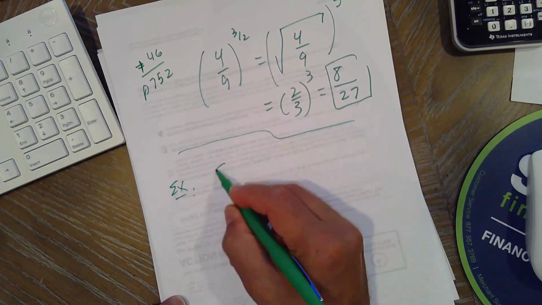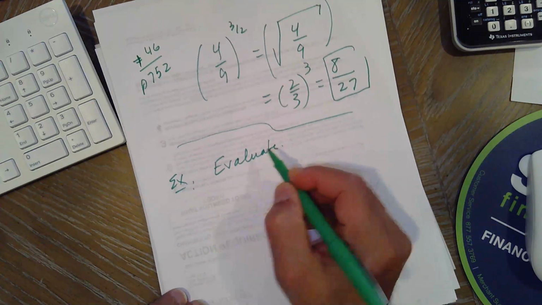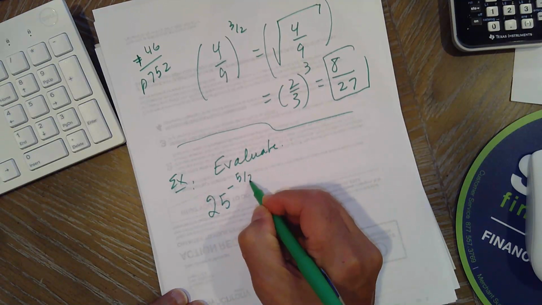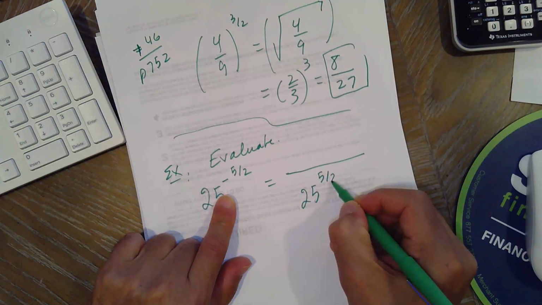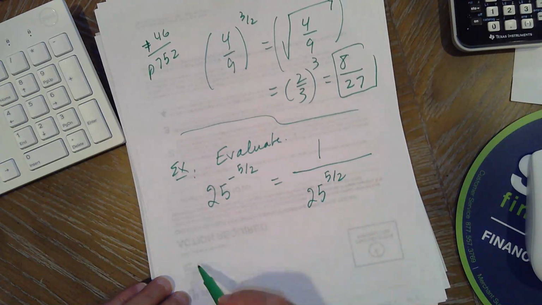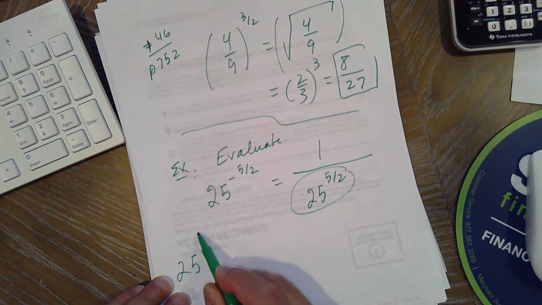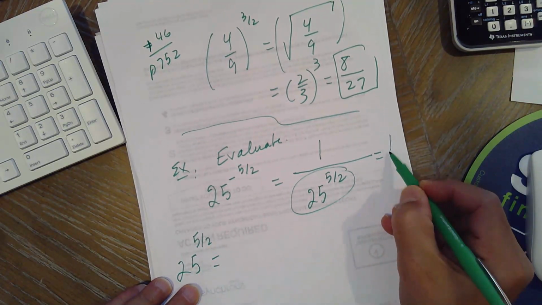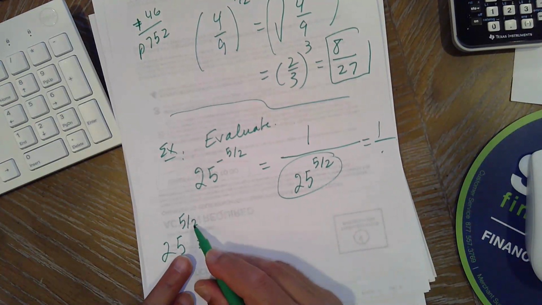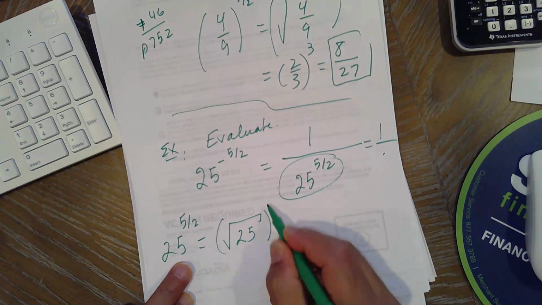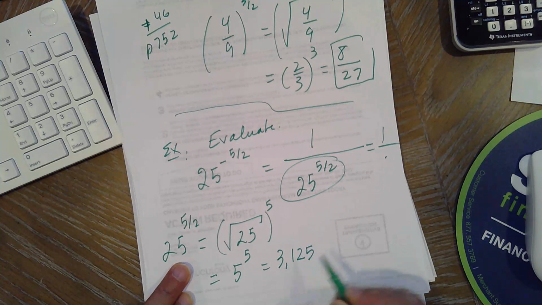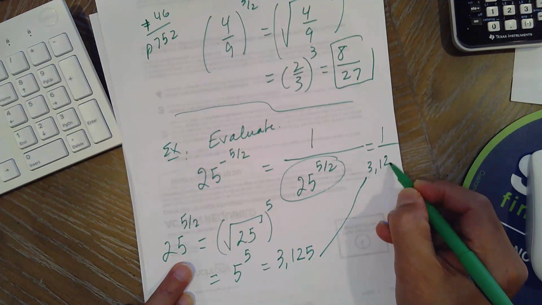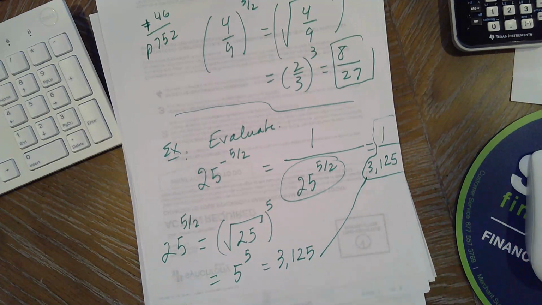So if I say on the test, evaluate 25 to the negative 5/2. Well, we all know a negative exponent is going to put my answer under 1 with a positive exponent. So I'll leave this alone. I'll do this first, 25 to the 5/2. And once I get the answer, then I'll put it under 1. Okay, so this is square root of 25 to the 5th power. 5 to the 5th, which is, I believe, 3125. And the answer is 1 over 3125. Okay, don't forget to put the answer under 1.